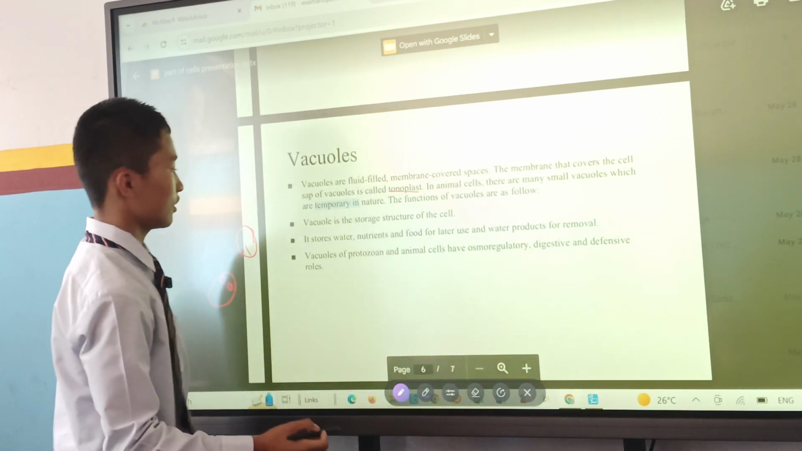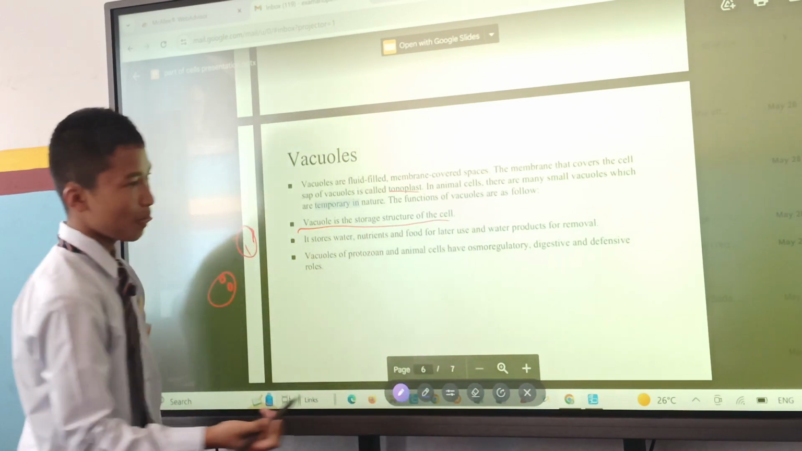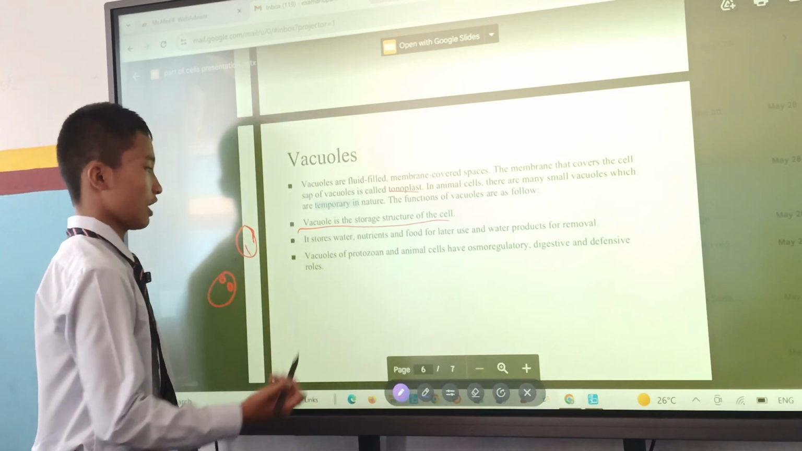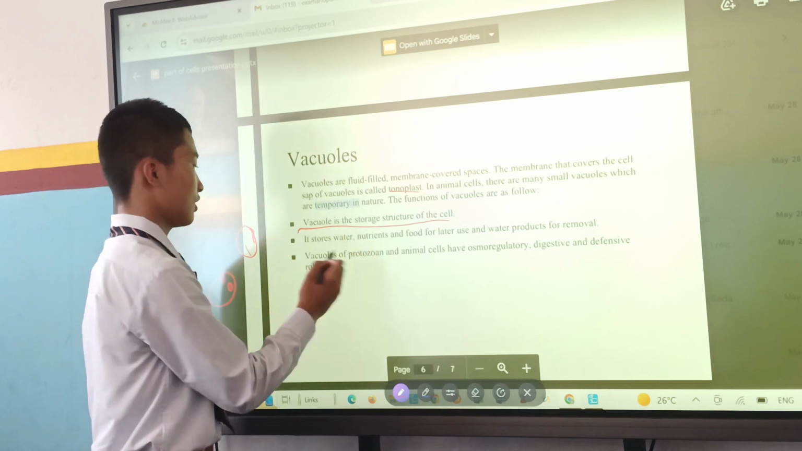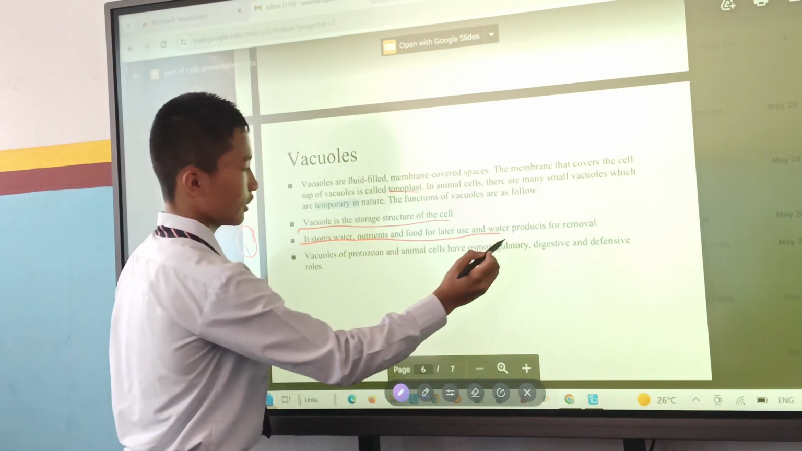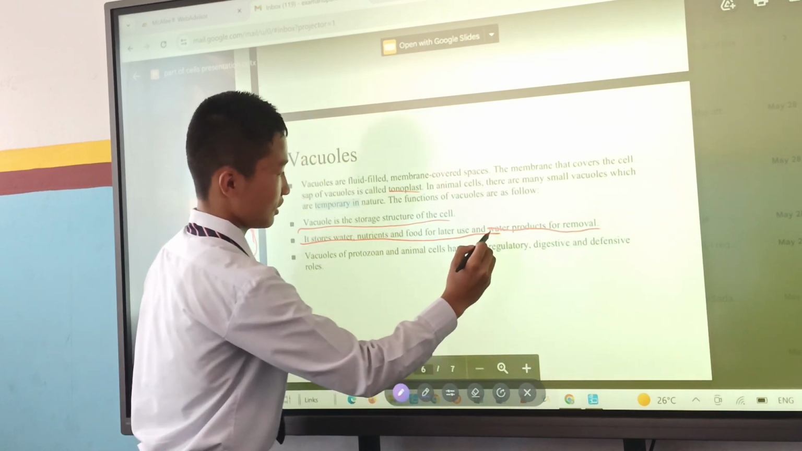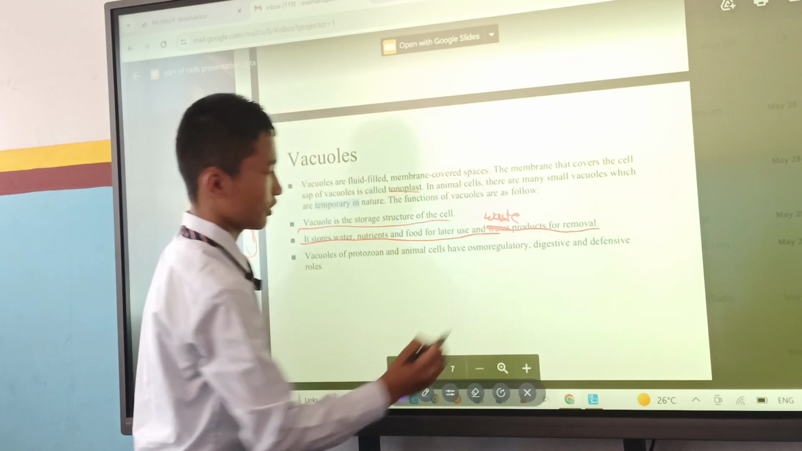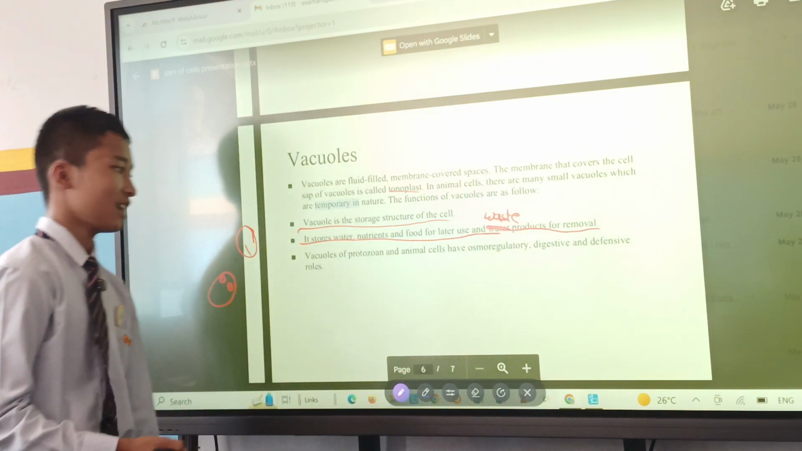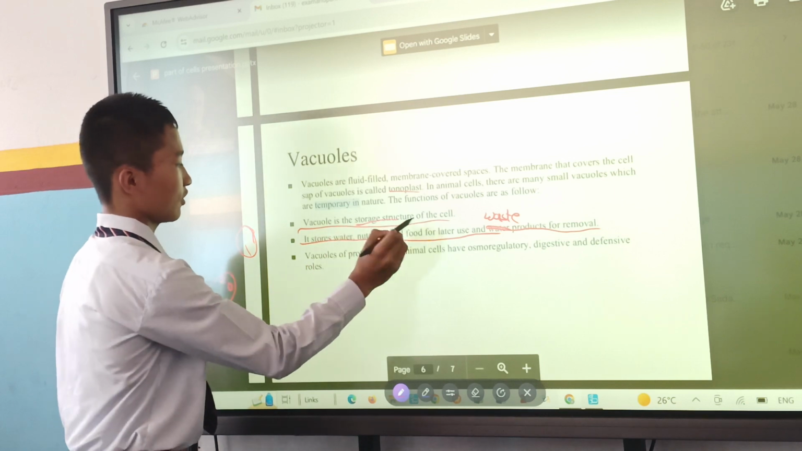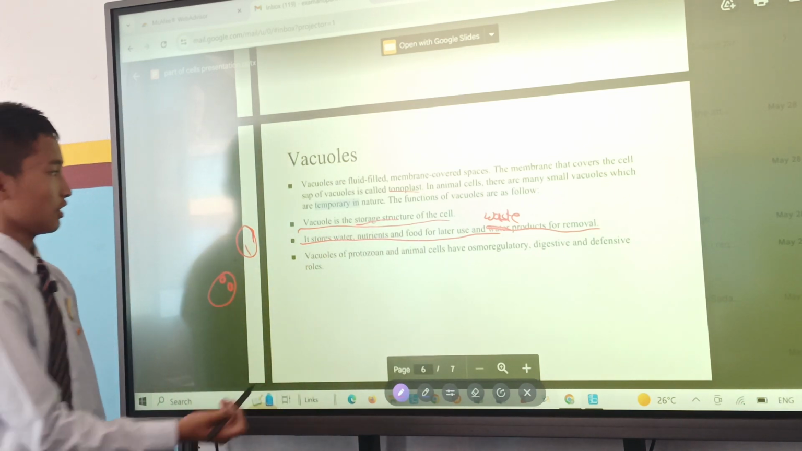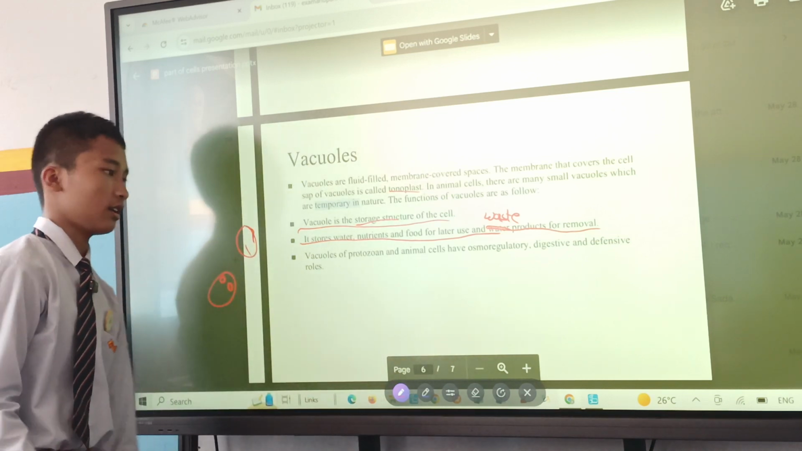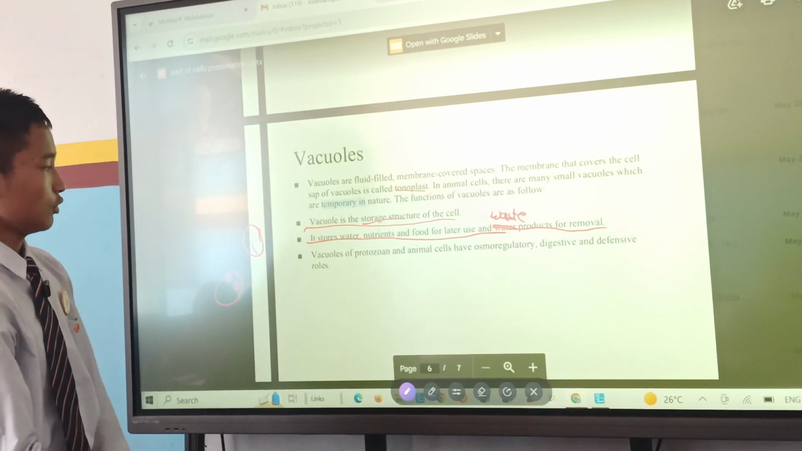The functions of vacuoles are as follows. Vacuole is the storage structure of a cell. It means that vacuoles store water, nutrients, cell sap, etc. It stores water, nutrients, and food for later use, and waste products for removal. As I said, vacuole is a storage structure. Its function is to store things like water, nutrition, and food for later use, and waste products for removal.